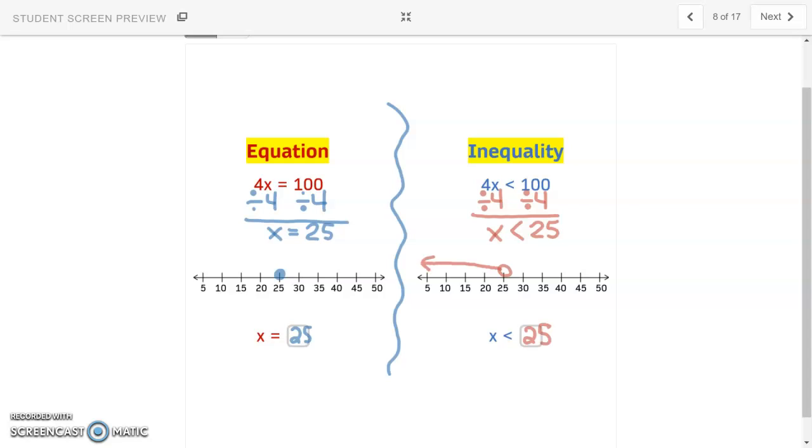So that means anything, right? With the equation, there's only one solution. With the inequality, there's infinitely many solutions, right? Anything that is just less than 25 will work for that.